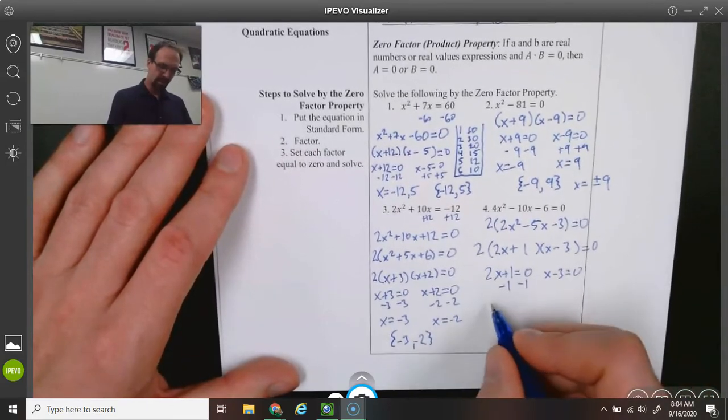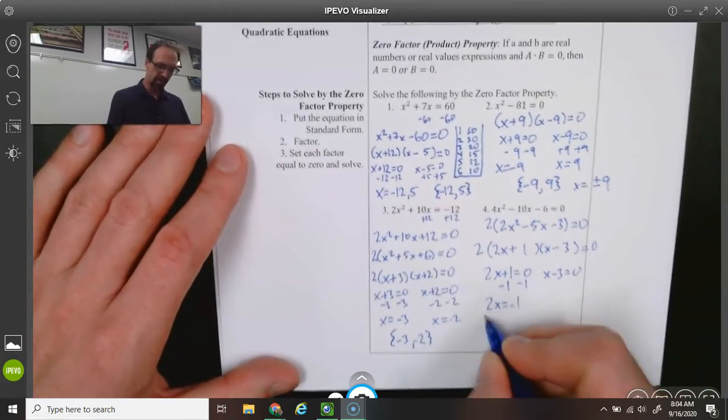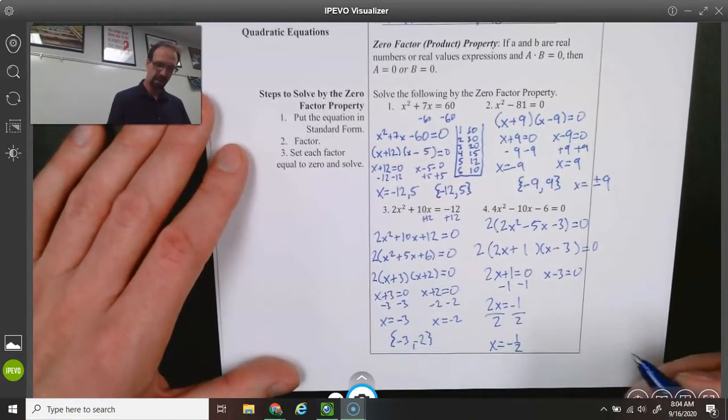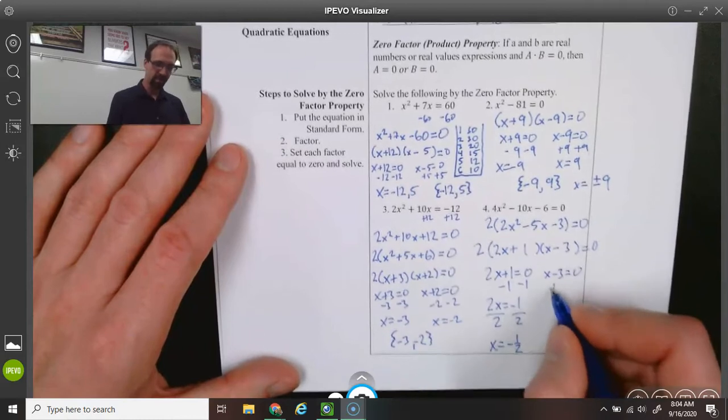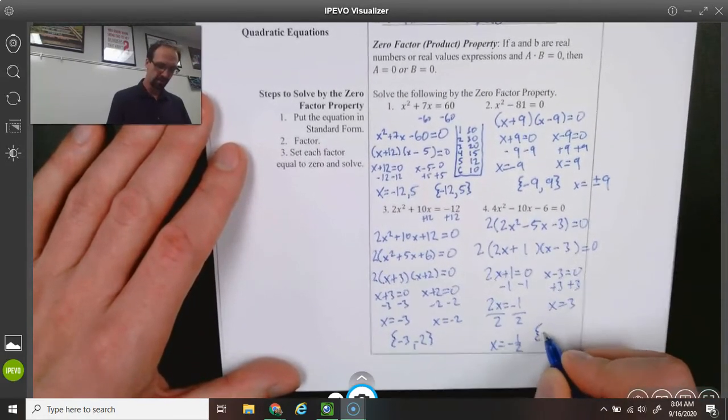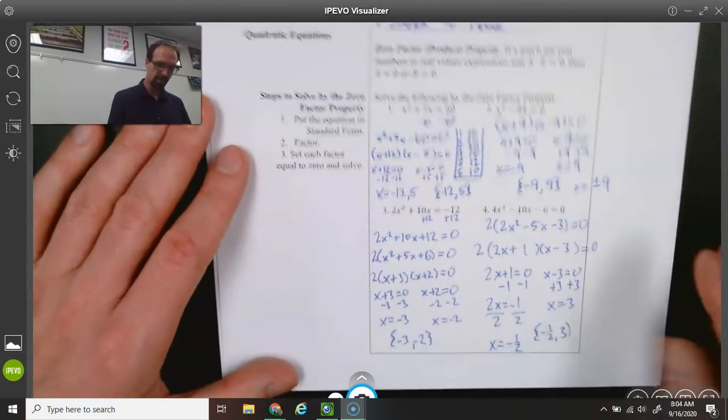Subtract 1 on both sides, so that's going to be 2x equals negative 1, divided by 2. So I have x equals negative 1 half. Add 3 on both sides, you get x equals 3. So my solution set is negative 1 half, comma 3.